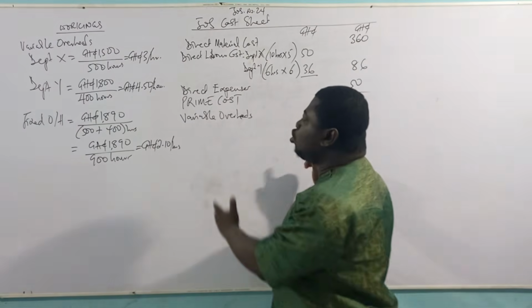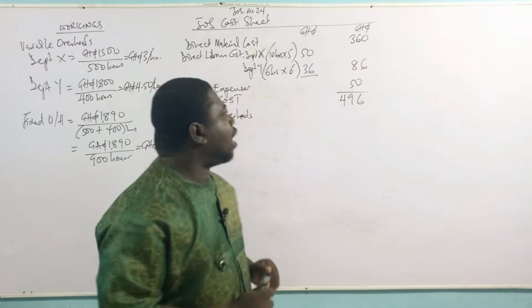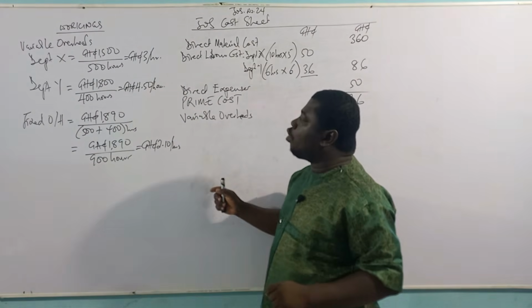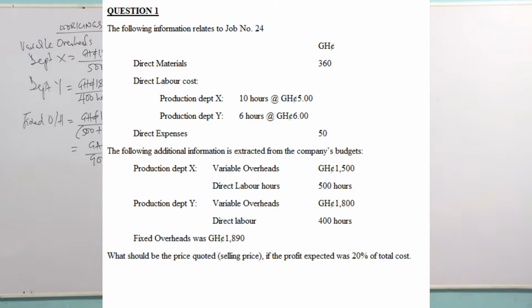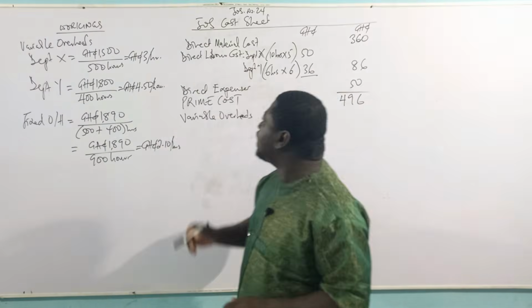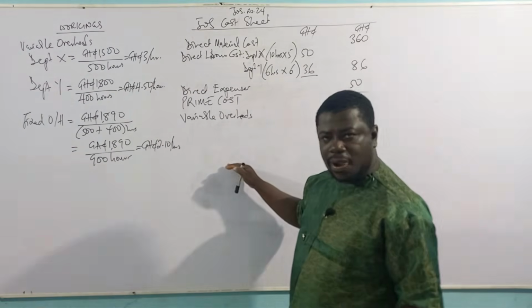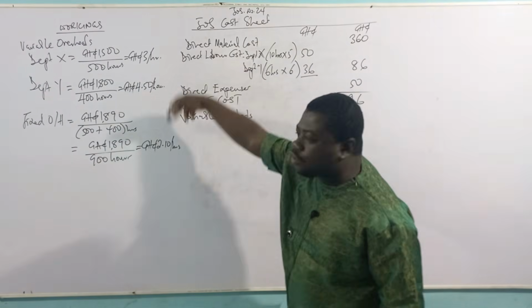Now, we are coming to use them to calculate the overhead cost in the job, okay? Remember that we are not going to pick 500 hours for them. The question has given us that for the direct labor cost, production X for the job is 10 hours at 5 cedis, 6 hours at 6 cedis. So we are going to use the same hours of 10 hours and 6 hours for the variable overheads. We are going to use the same, but the rate will not be 5 and 6. The rate is what we have calculated.